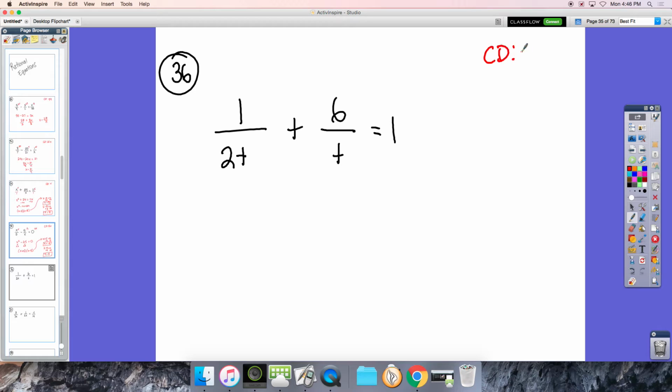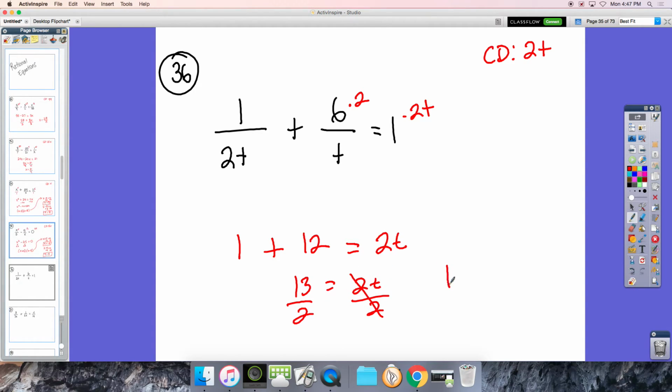Our common denominator would be 2t. I already have 2t here, so I'm going to leave that one alone. Here I need to multiply by 2, and here I need to multiply by 2t. I have 1 plus 6 times 2 is 12 equals 2t. 1 plus 12 is 13. Divide by 2. So t equals 13 over 2.